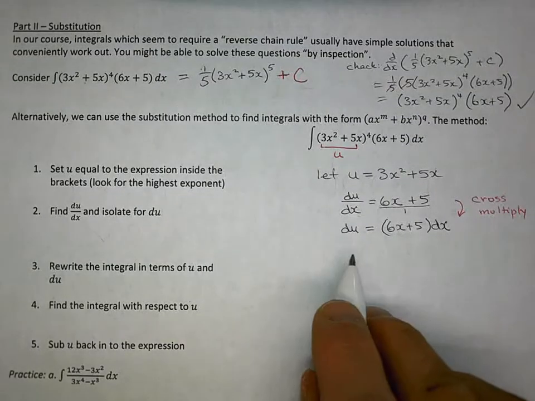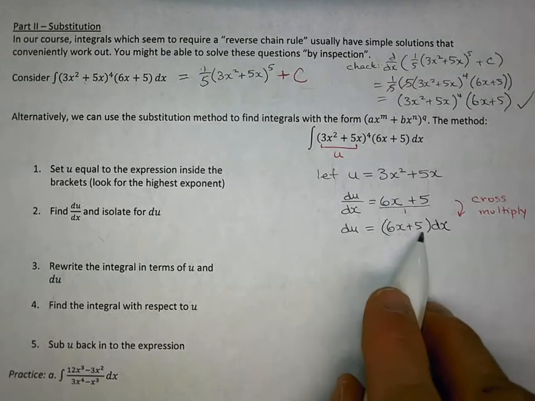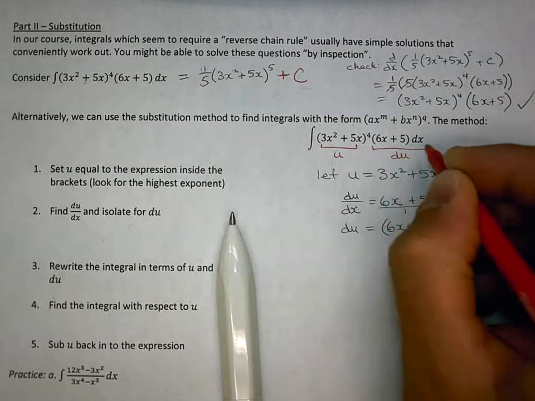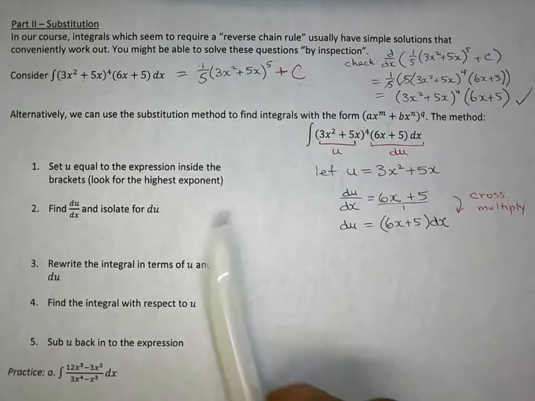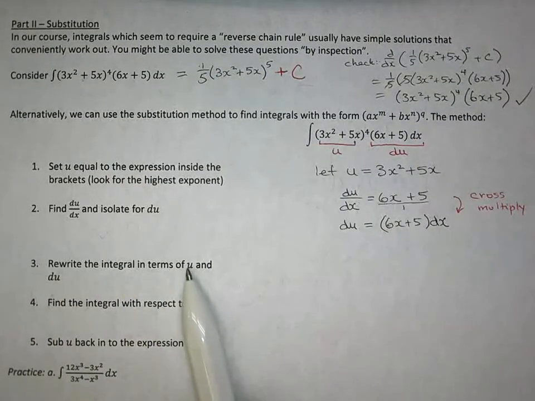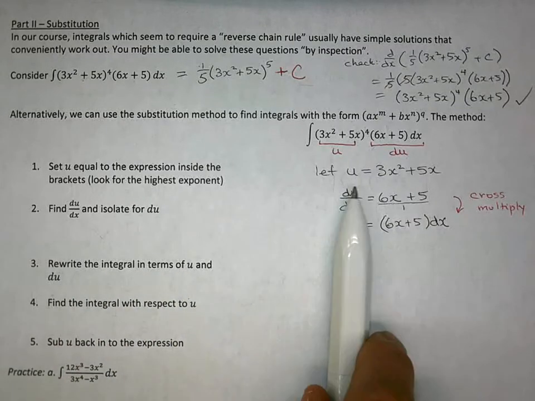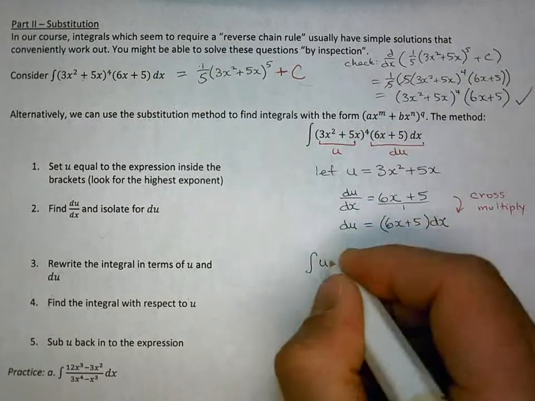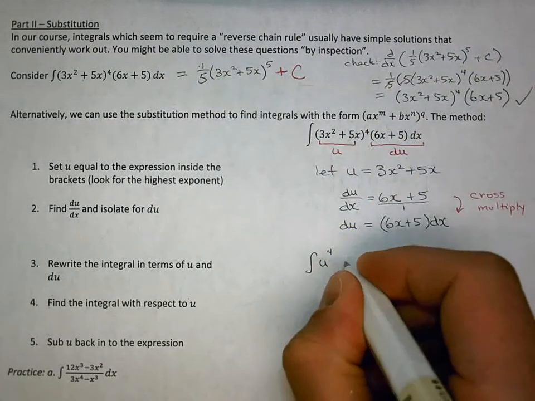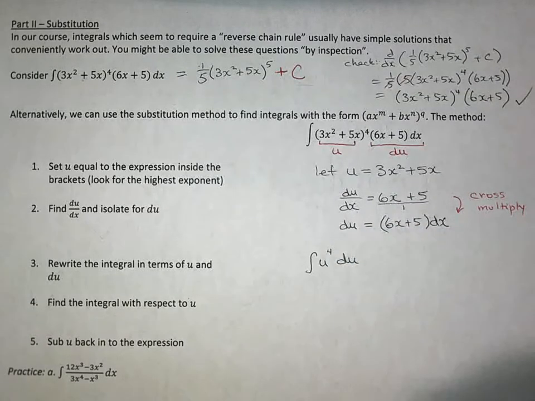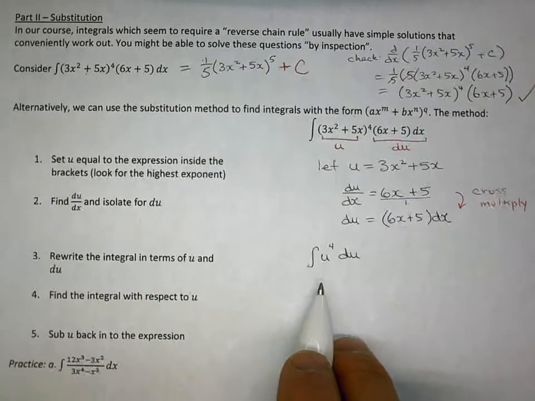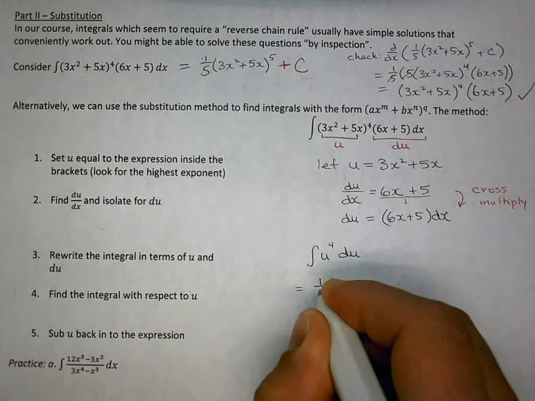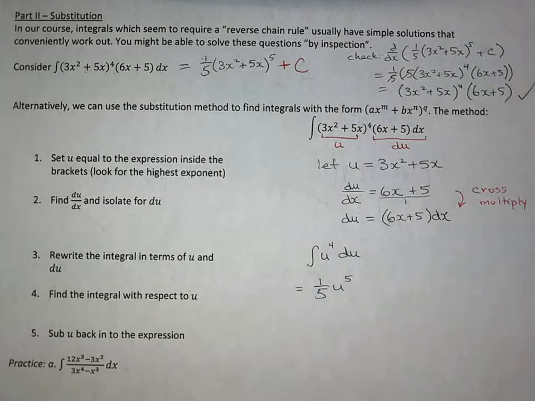Okay, now look. This (6x plus 5) dx, that whole thing I would call now du, because that's what it is. So now I want you to rewrite the original integral in terms of u's and du's. So I've kind of already done it here. This is going to become the integral of u to the power of 4, and then this whole thing is actually just du. Well, now that is an easy integral if I've ever seen one. Now we just have to integrate for u, which is going to be 1/5 u to the power of 5 plus c, of course.